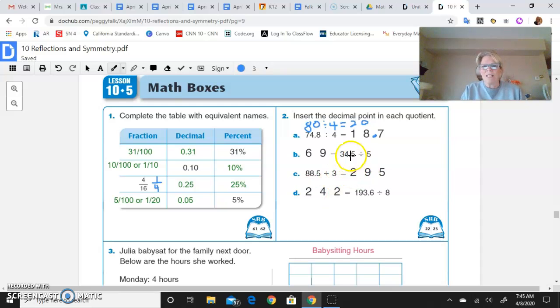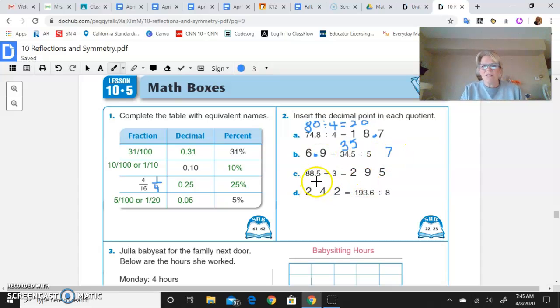Here I have 34.5 divided by 5. Well, if I round this it is almost 35, and I know that 35 divided by 5 is exactly 7. That's a little bit better. So I would have to put my decimal right here. 6.9 is really close to 7.